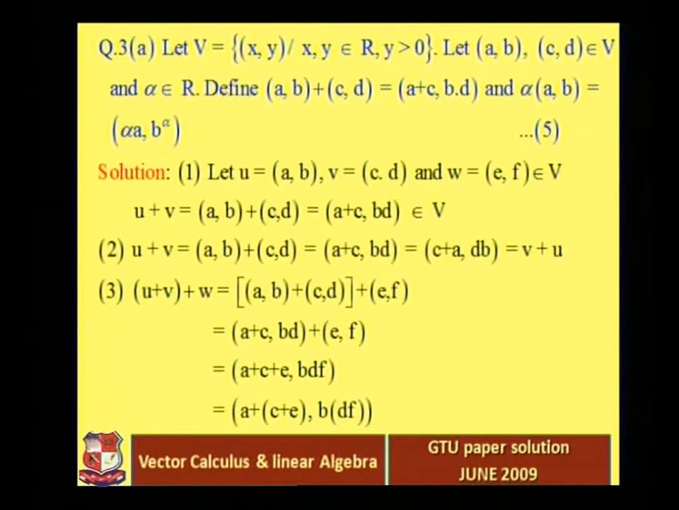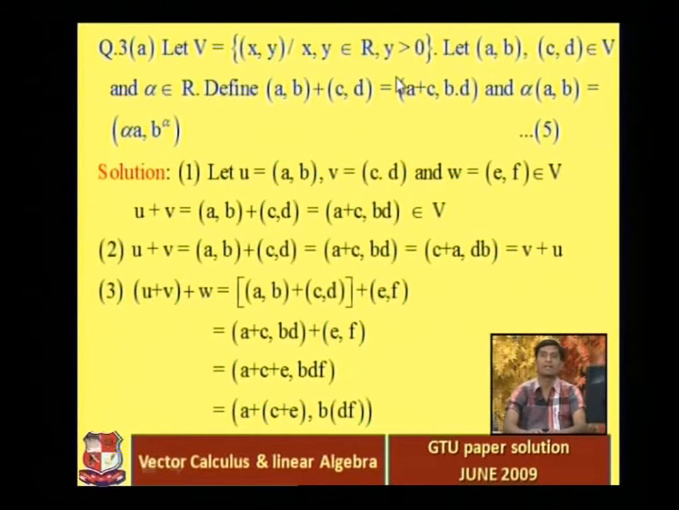Let V is equal to (x, y), where x, y belong to R, where y is greater than 0. So definitely this is a subset of R2, because it has two coordinates x and y, both are real numbers, where the second coordinate is greater than 0. Let (a, b) and (c, d) belong to V and alpha belongs to R.